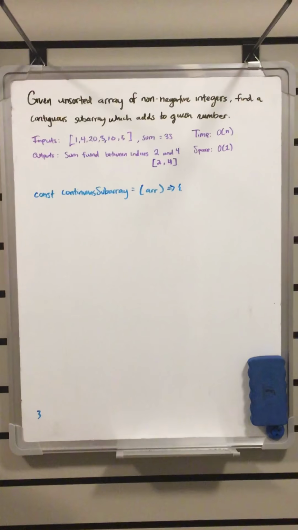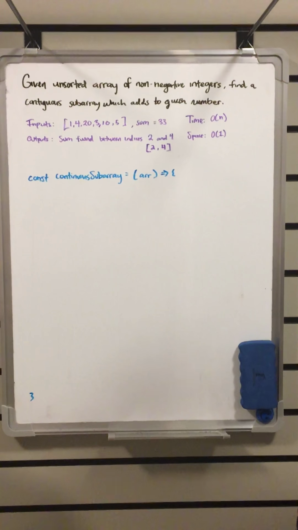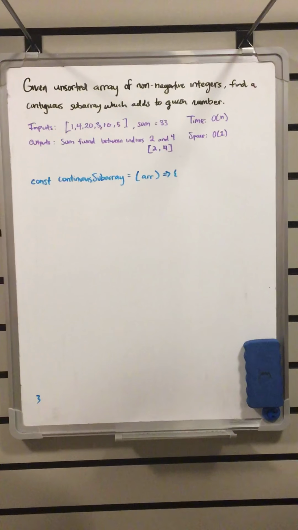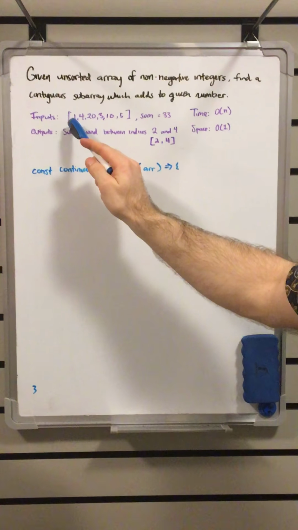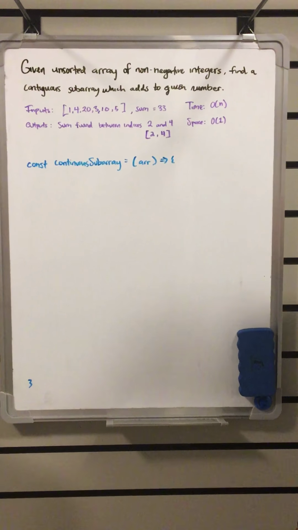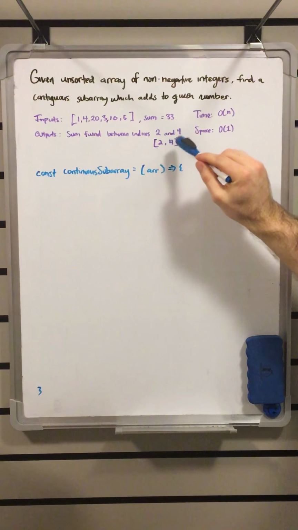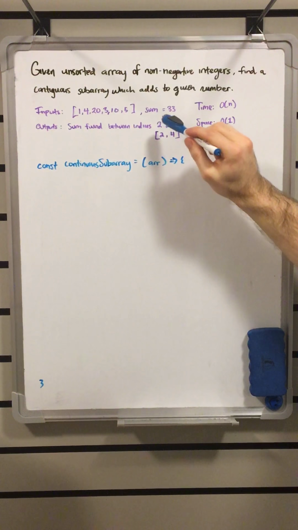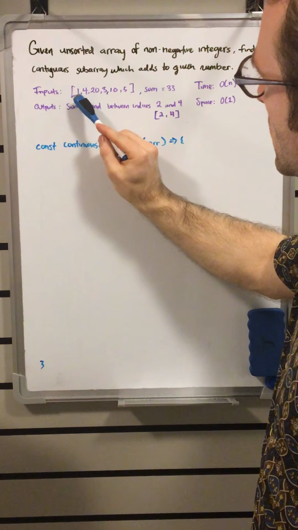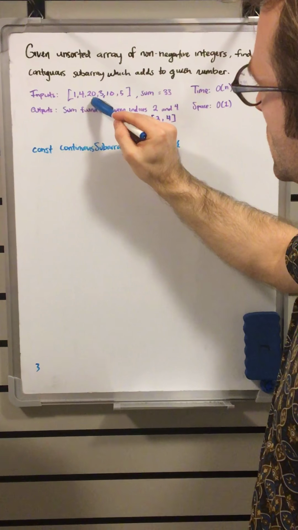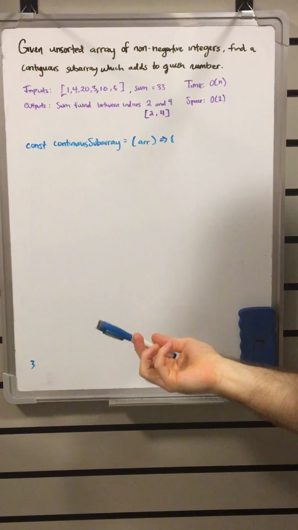Okay, so the problem asks us, given an unsorted array of non-negative integers, find a contiguous subarray which adds to a given number. So we're given this list of integers and a target sum of 33. Our output should give us the indices where that sum is found, which is at position 2 and 4. So position 2, 0, 1, 2. So from 20 to 10, because 20 plus 3 plus 10 gives us 33.